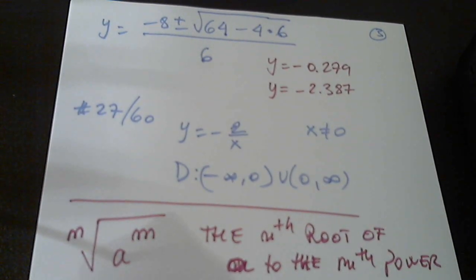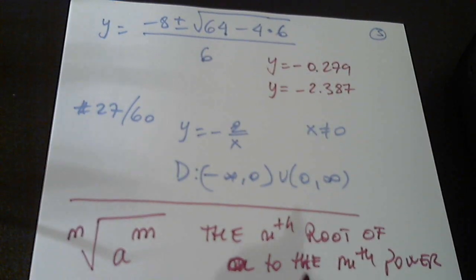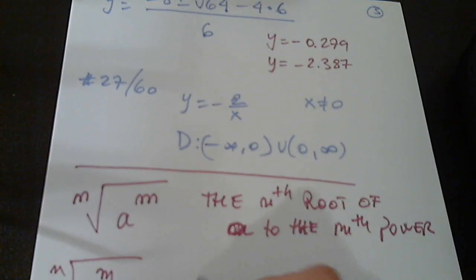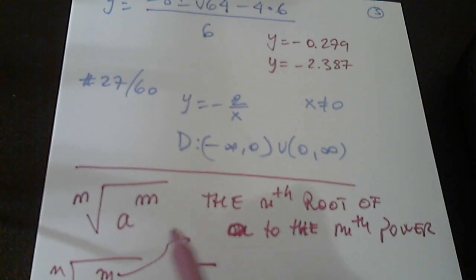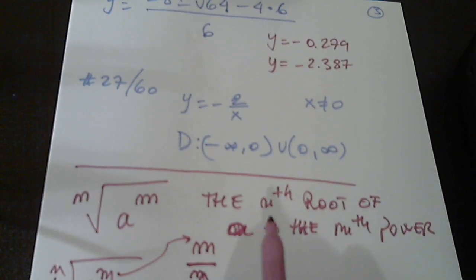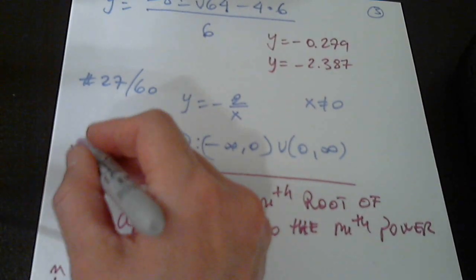But this is basically an exponential notation. The base is a, but the power is a fraction. The numerator is always the power of a. The denominator is always the index. This, we know, is the index.